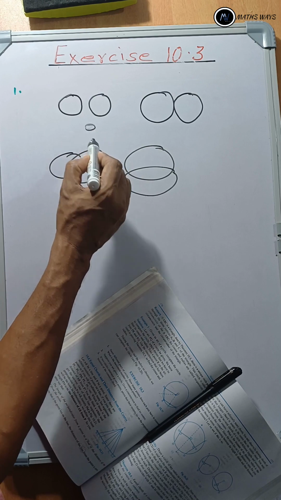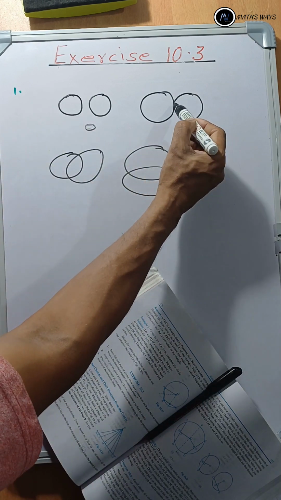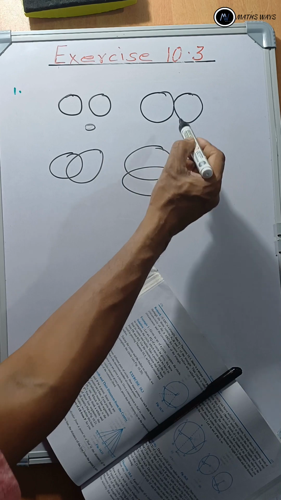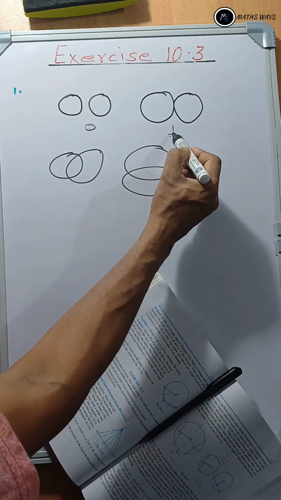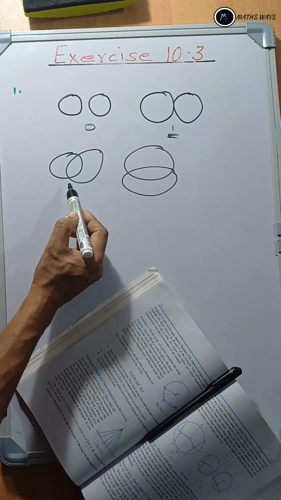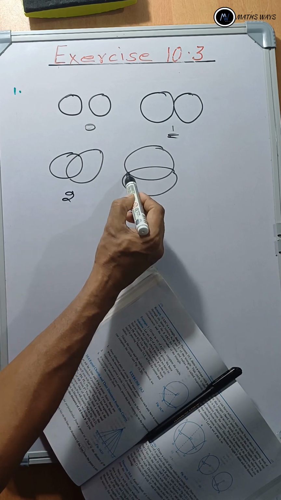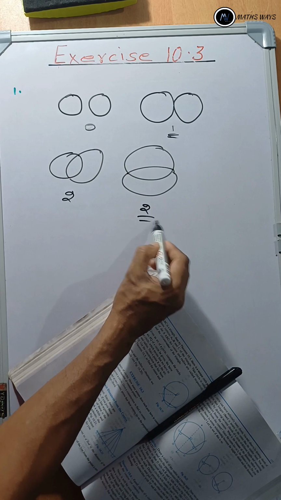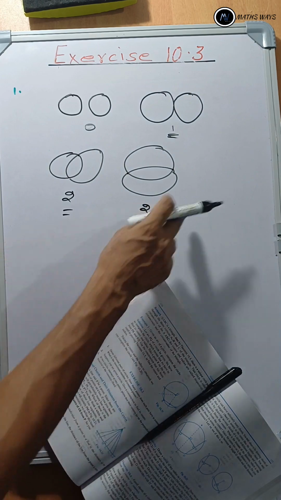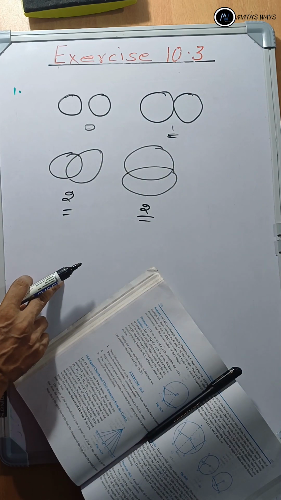No. Here the common points are 0. Here how many common points are there? These two circles touch at only one point. This is one common point. Here how many common points are there? Two common points. Here how many common points are there? Two common points.